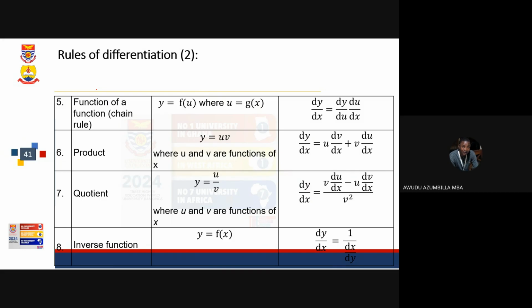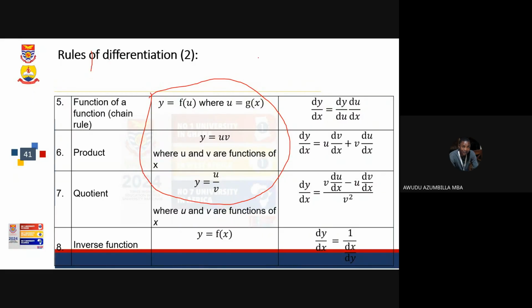We have what we call the product rule, the quotient rule, and then the chain rule. These are the 3 basic rules that we need to know. Very, very important rules, and how we are going to apply them.